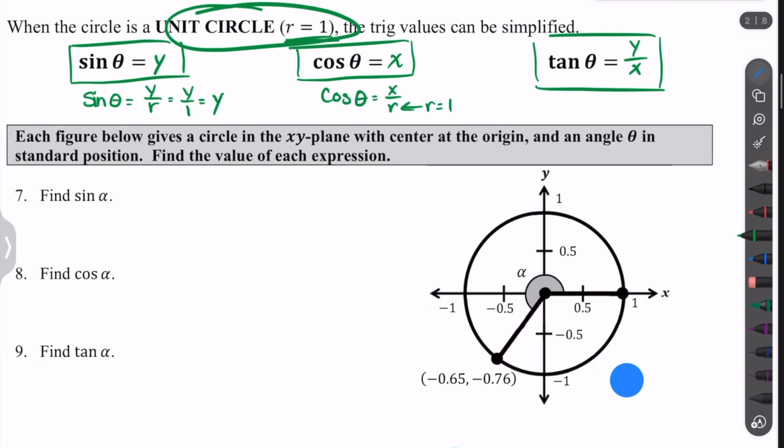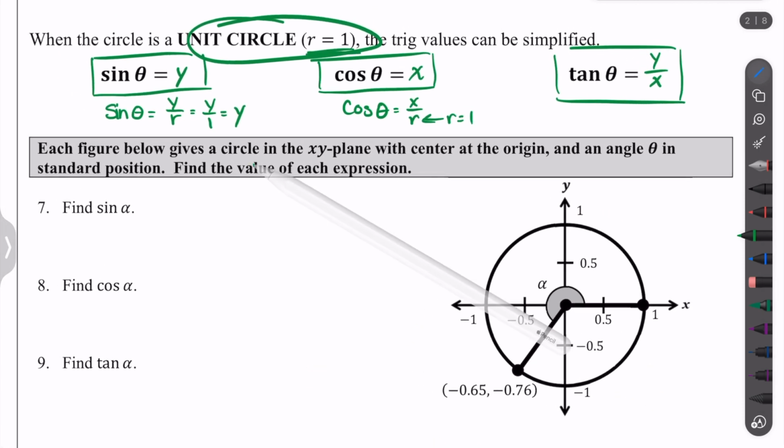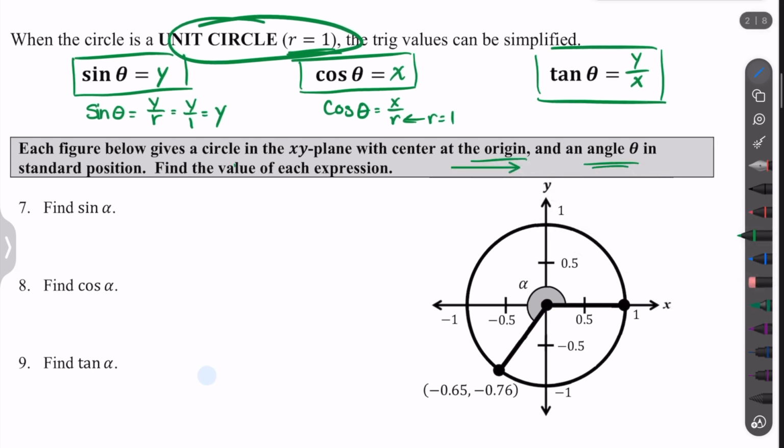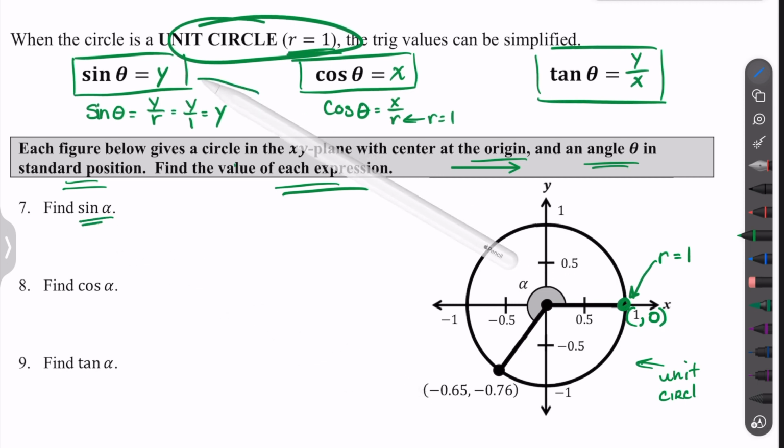So now our unit circle even gets more powerful for us. Each figure below is given in the xy plane with the center at the origin, angle of theta in standard position, find the value of each expression, and here's what I want to point out. See this point here? It's at 1, 0. Its x value is 1, which means it has a radius of 1, which means this is a unit circle. And if it's a unit circle, when they ask for sine of alpha, all I need is to know what the y value is for that terminal side.